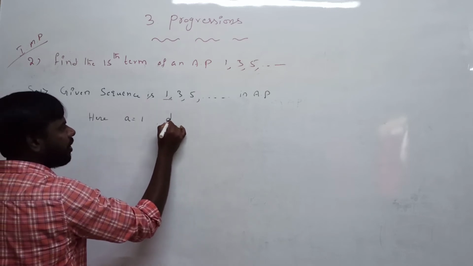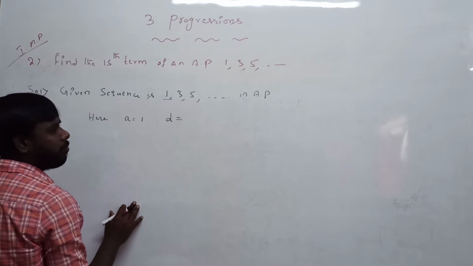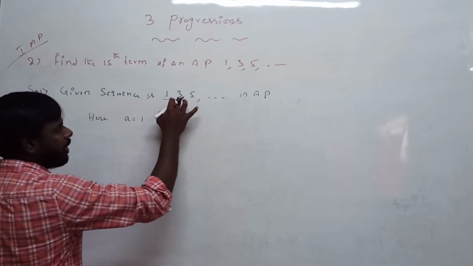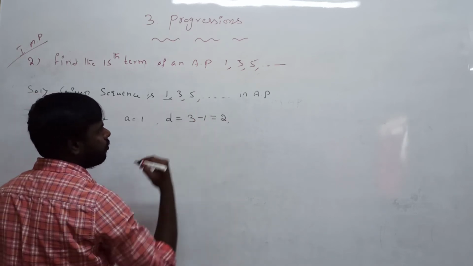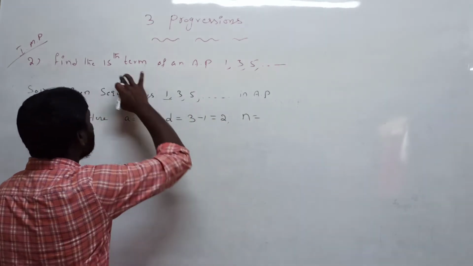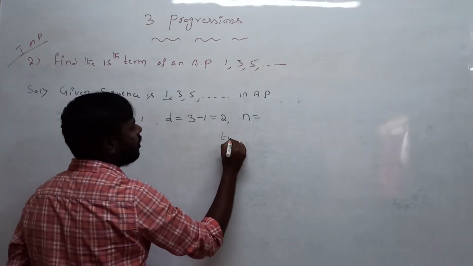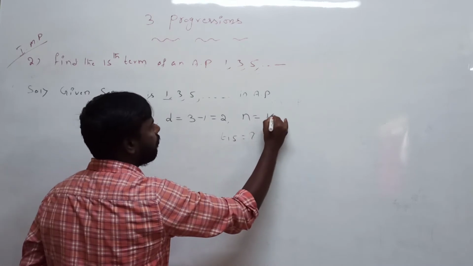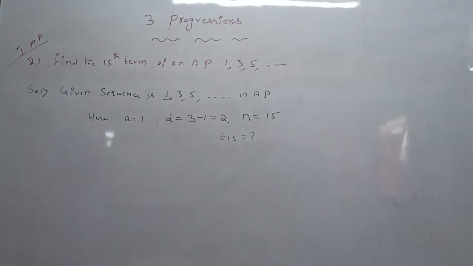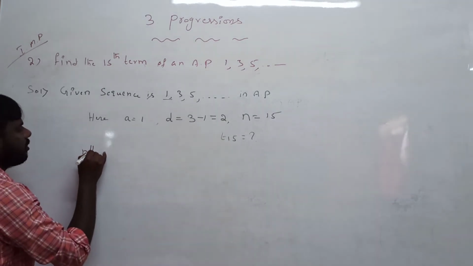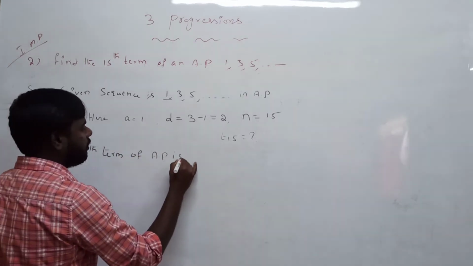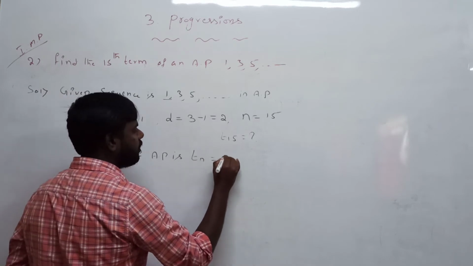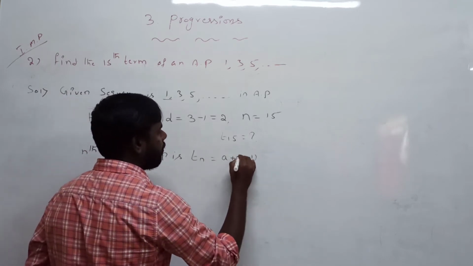Next, common difference. Common difference means any term minus the term before it. I am taking one element, 3. The term before it is 1. 3 minus 1 is 2. Next is the n value. They are asking for the 15th term, meaning calculate T15, so the n value is 15. So we find the value of the 15th term. Now applying the nth term of the arithmetic progression formula: Tn is equal to a plus n minus 1 into d.